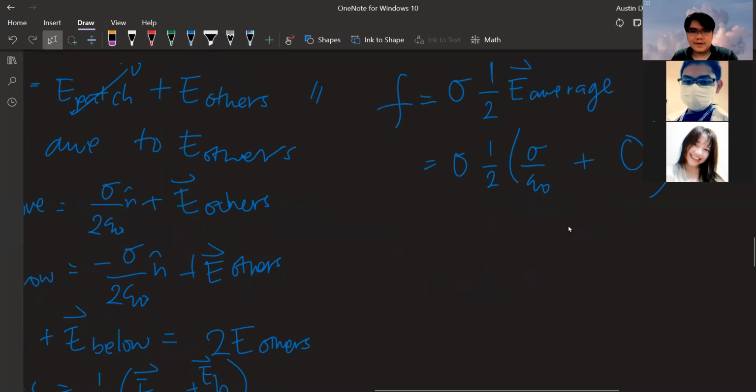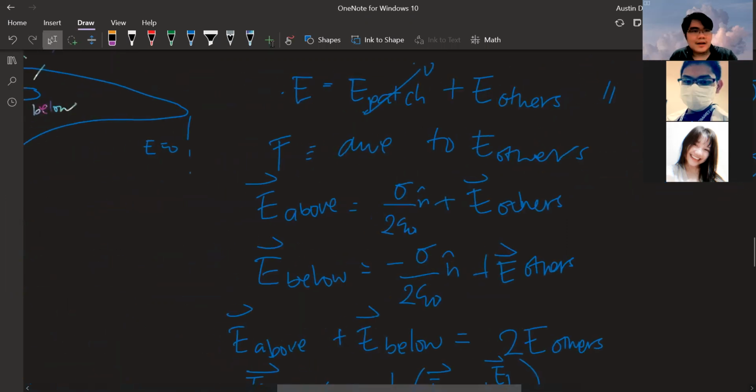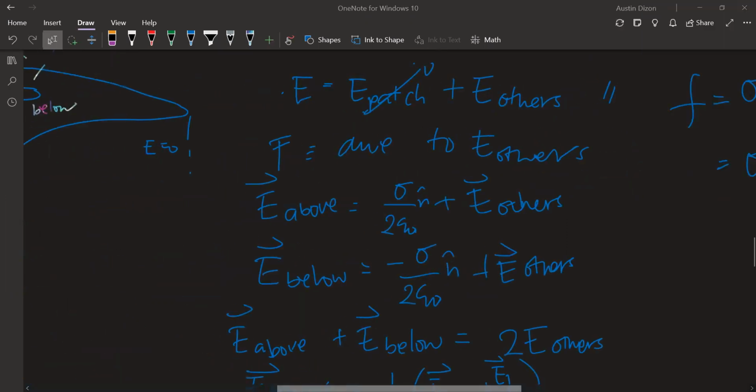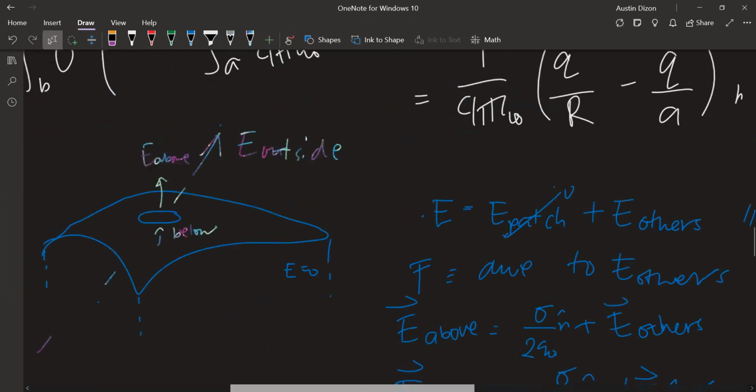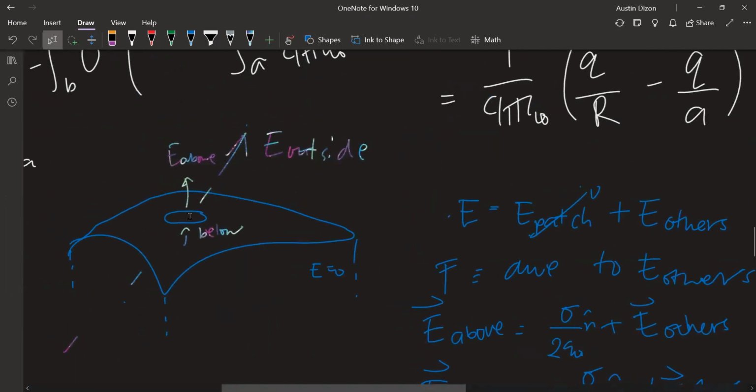So tanggalin ko muna ito. Sir, bakit po ulit nag-0 yung E-patch? Bakit nag-0 yung E-patch? Dahil yung sa patch na ito, ang mararamdaman niya lang forces will be the external fields, yung E others or E outside. Okay? Hindi niya mararamdaman yung force due to itself.